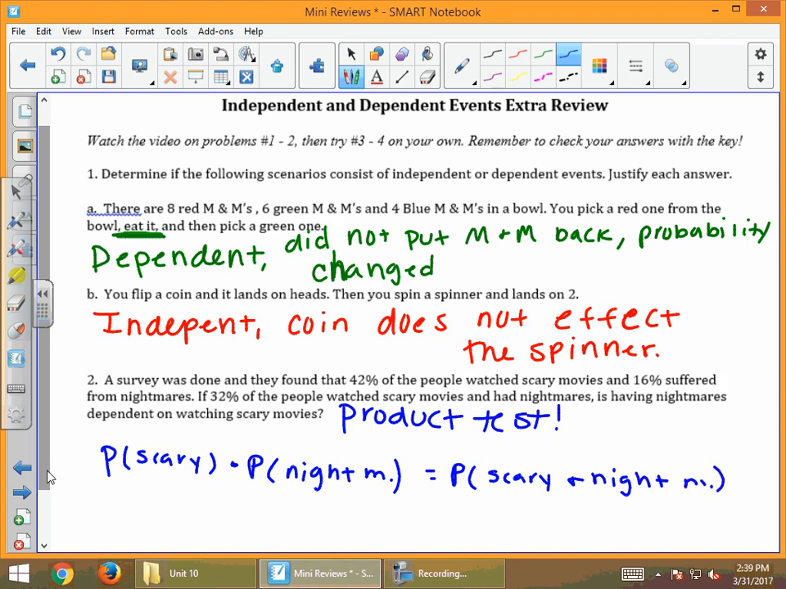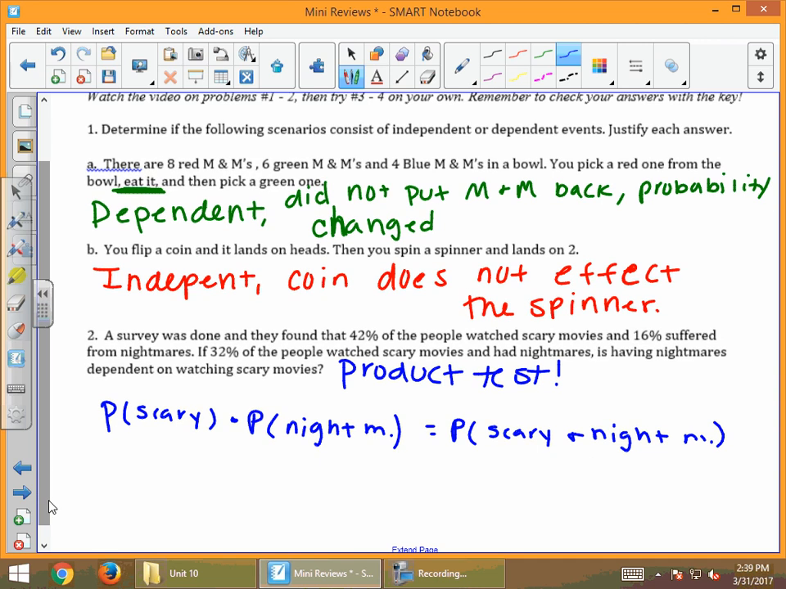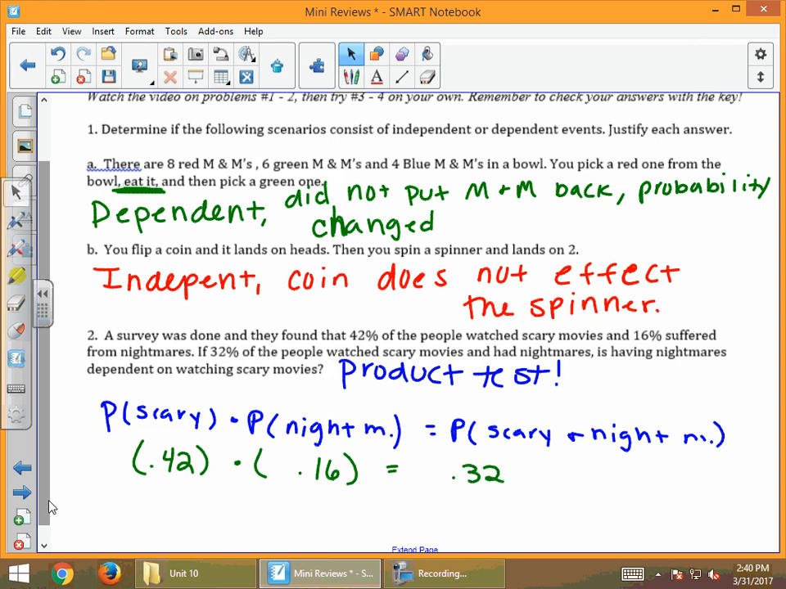If you notice, everything's a percentage, so you have to change it to a decimal in order for it to be a probability. So 42% as a decimal is 0.42. That's representing the probability of scary movies times the probability of nightmares, which is 0.16. If they're independent, that should equal the probability of both, which is 32%. So that's 0.32.